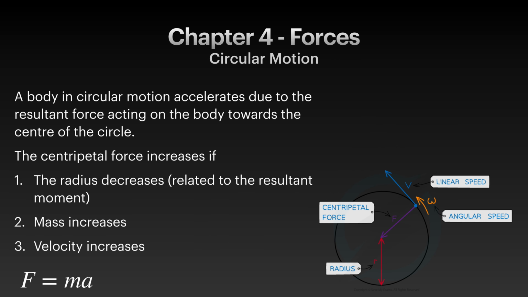Moving on to circular motion. Even if the speed is constant, the object is accelerating because the direction is changing in a circular path. This requires a centripetal force, which acts towards the center of the circle. It increases with more mass, faster speed, or a tighter curve, that is, a smaller radius of the circle.